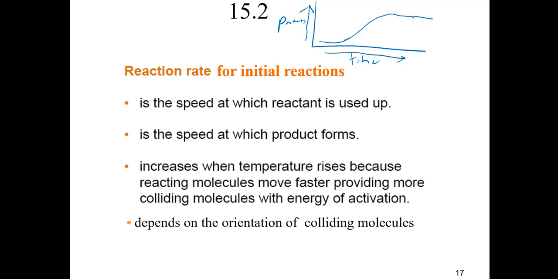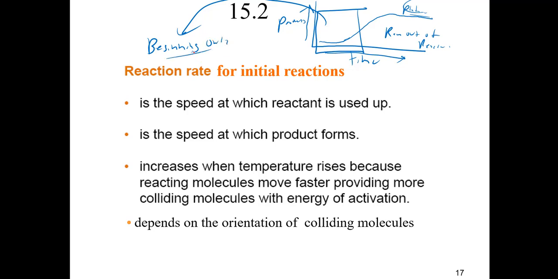Now, at some point, you start to run out of reactants, and then there's a nice plateau where no more products are formed, just because you've ran out of reactants. And then sometimes the products can change their mind and become reactants again. So what we're going to do is we're only going to focus on the very beginning of a chemical reaction. So the beginning only. And so we call these the initial reaction rate because we're just focusing on the beginning.